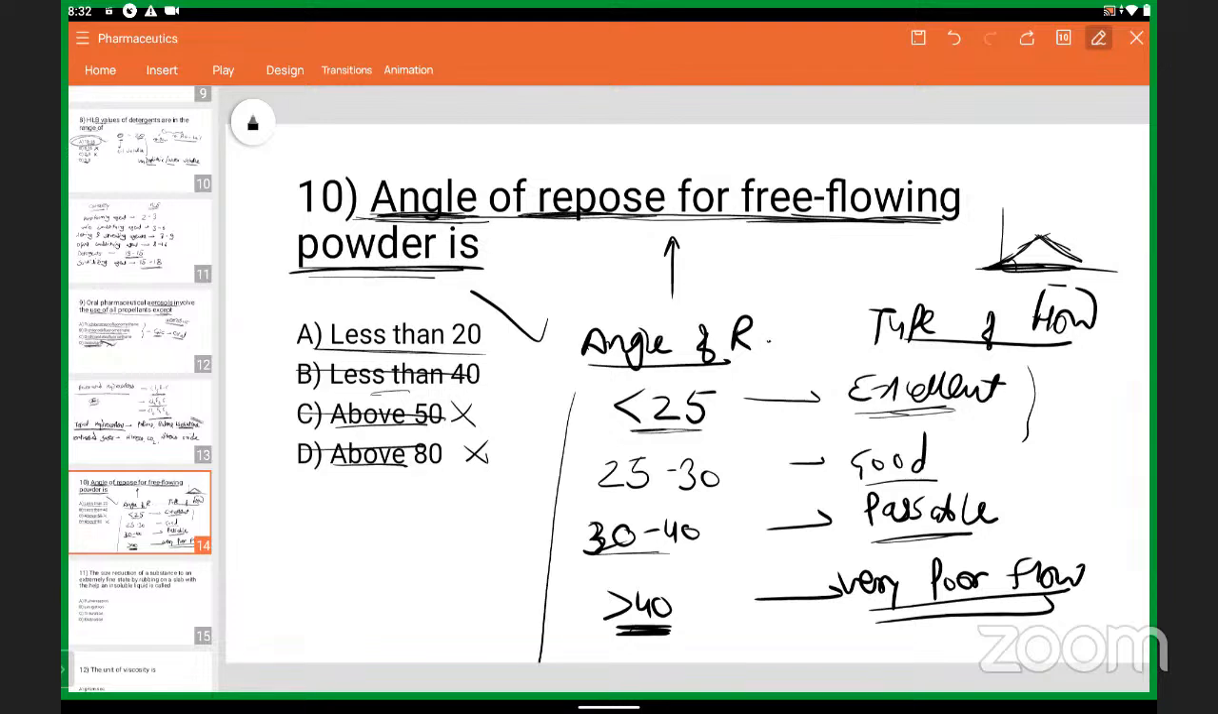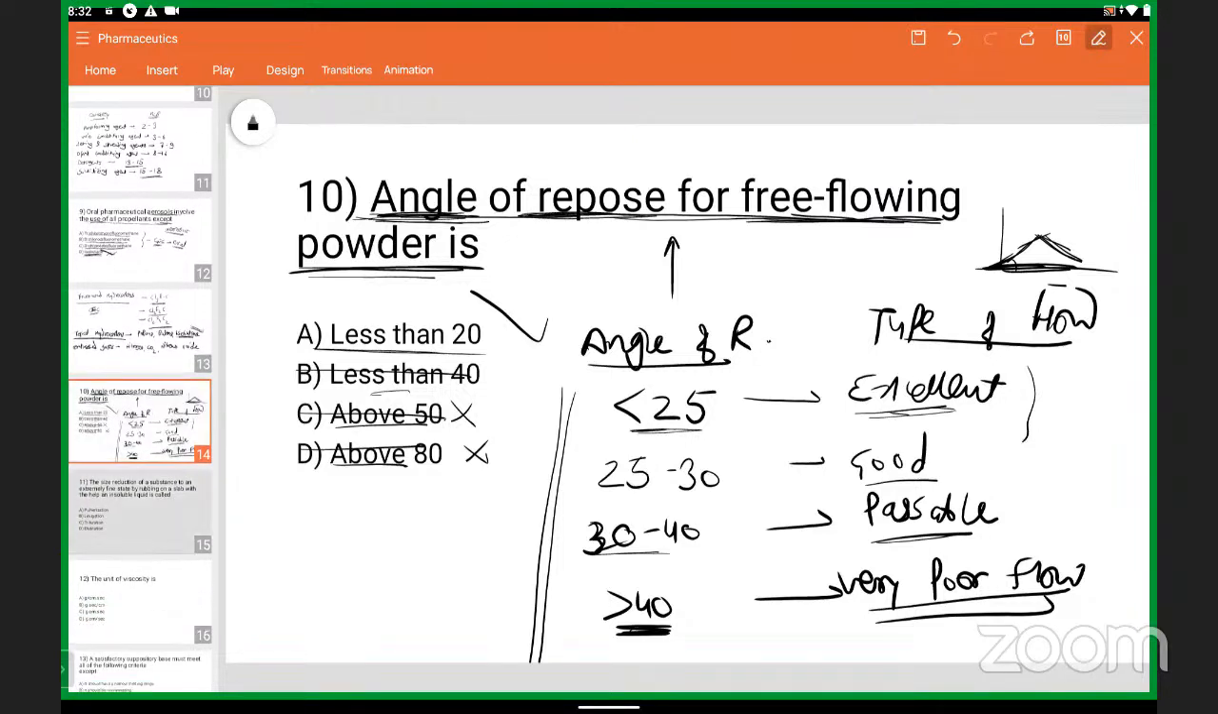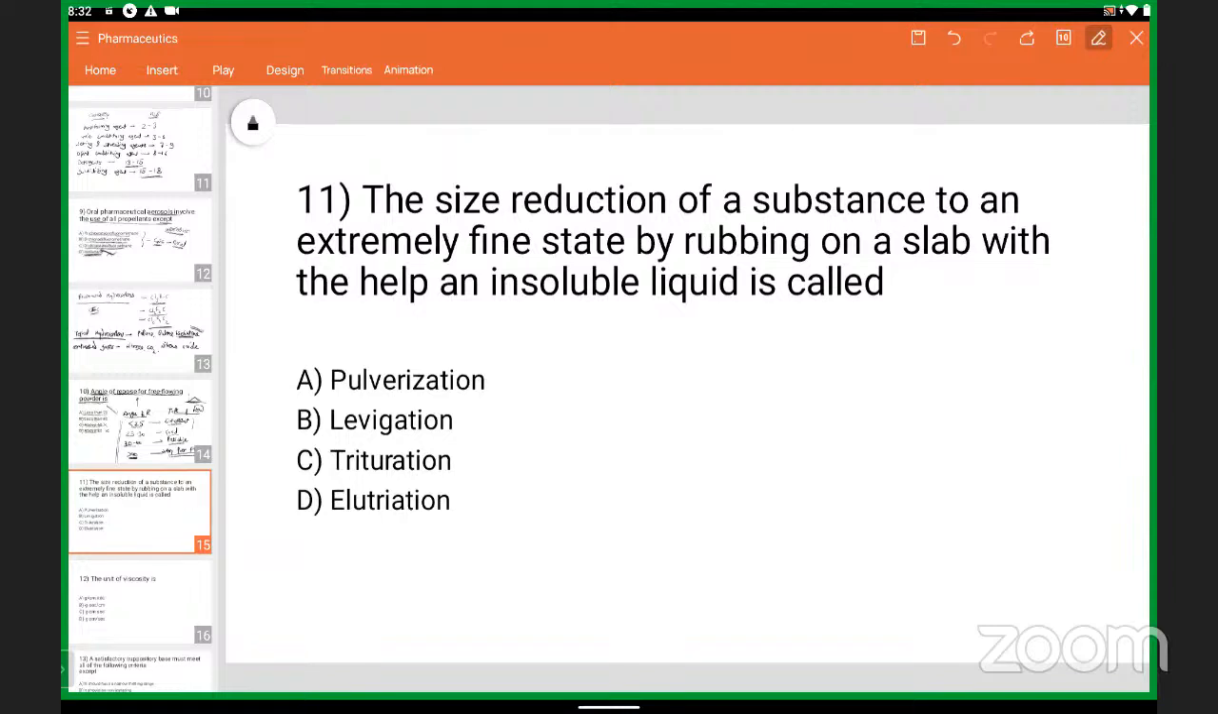Just go through the table. This table is again very important with respect to the type of flow that we get based on the angle of repose results. Let's move to the next one. The particle size reduction of the substance to an extremely fine state by rubbing on a slab with the help of insoluble liquid is called as.